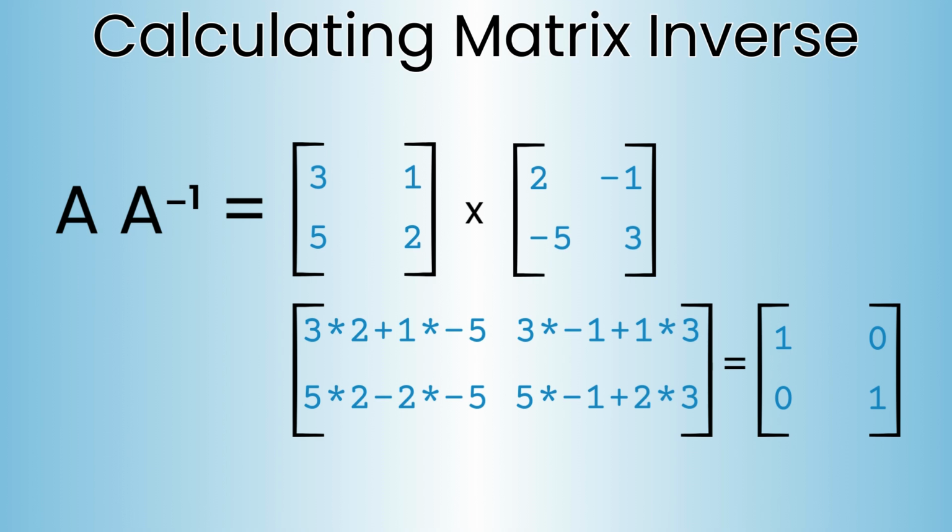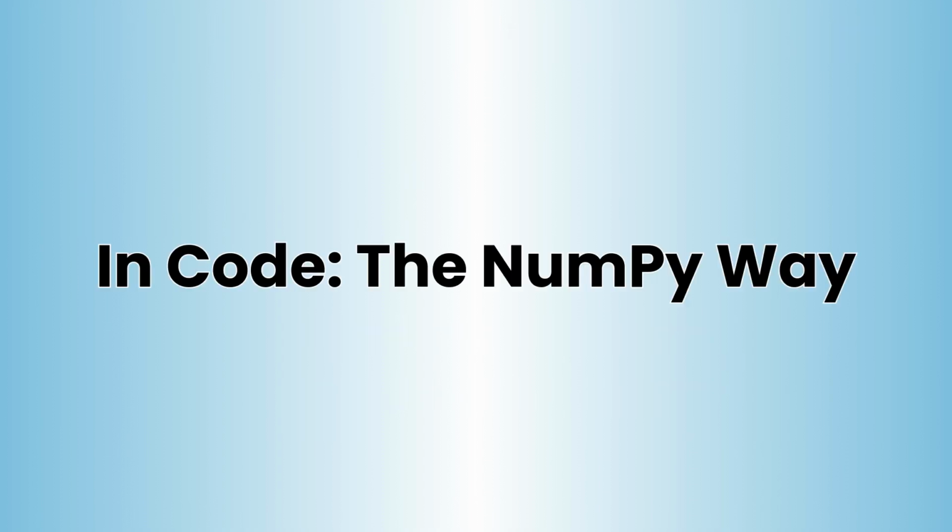And this was pretty simple because we took an example of a simple 2 by 2 matrix, but it is not the case when we work with data in real life. We will have data of higher dimensions, which is difficult to calculate in the process that we have done. So how do we do it in Python?